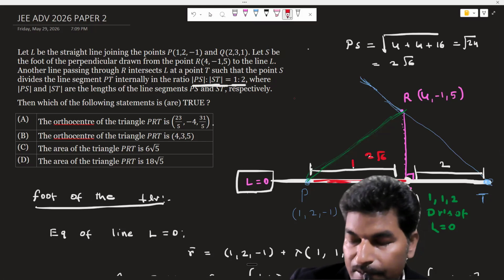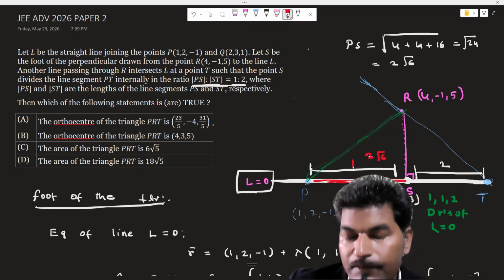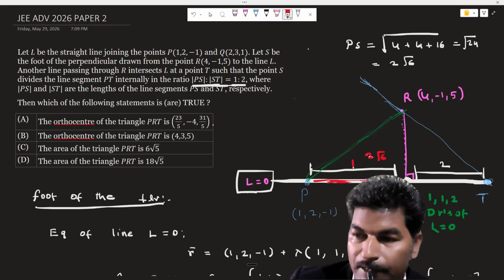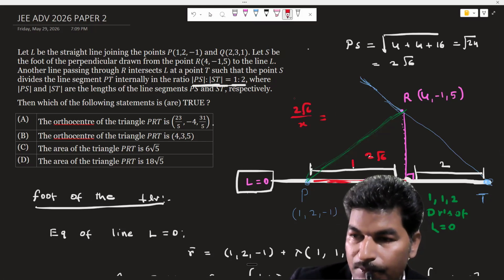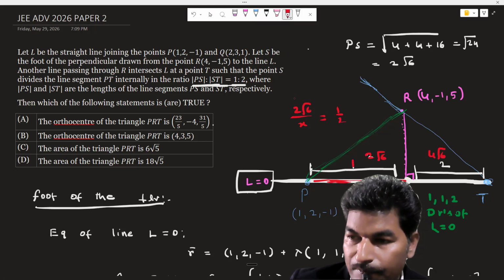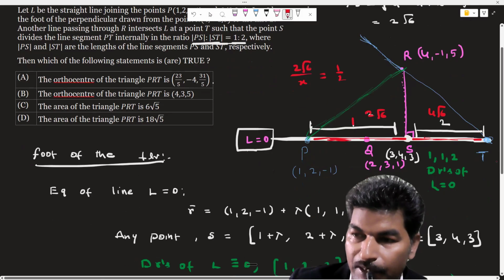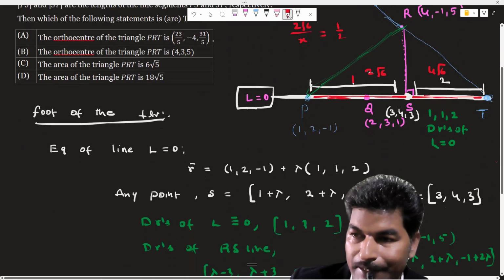Ratio. What is 2 times the ratio? For example, it is x. 2 root 6 by x is equal to 1:2, right? So that it will be 4 root 6 for the ST distance. So overall PT, the base, is 6 root 6.